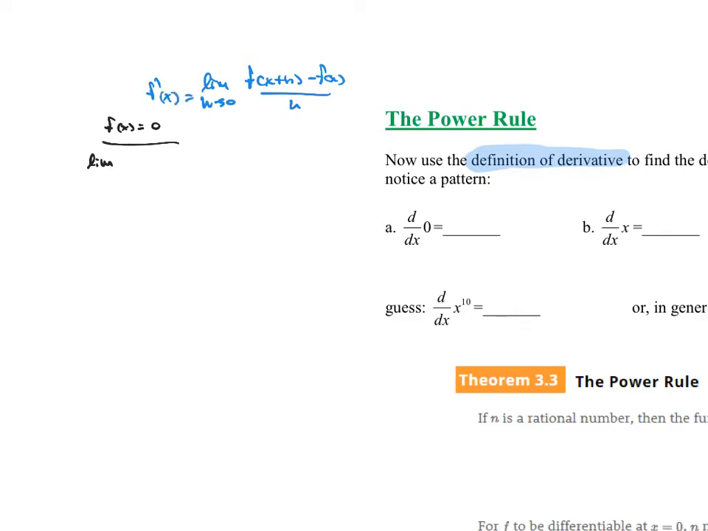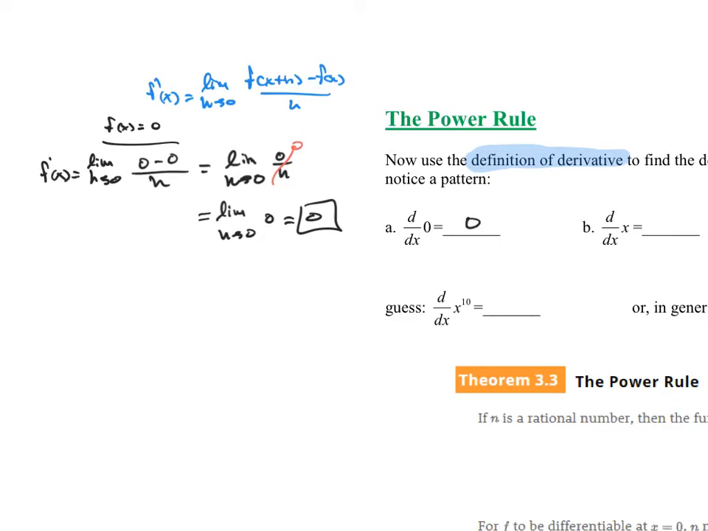So to find the derivative of f of x equals 0, f prime of x would be equal to the limit as h approaches 0 of f of x plus h. So look at the function. Anywhere you see an x, plug in x plus h, well, that's simply just 0, minus the original function, which is 0, all over h. Well, 0 minus 0 is 0. So this is the limit as h approaches 0 of 0 over h, but 0 over h is just 0. So this is the limit as h approaches 0 of 0, and that's a constant, right? And the limit of a constant is that constant, so we get an answer of 0.